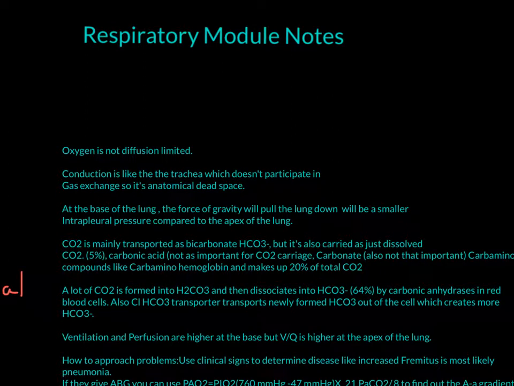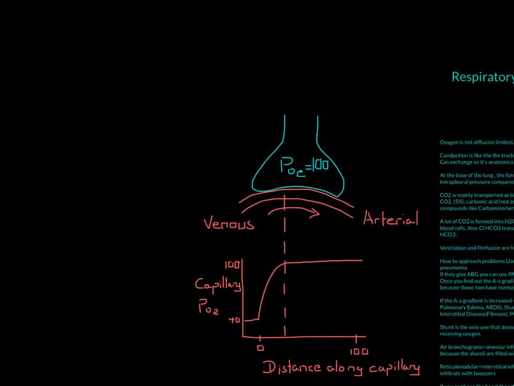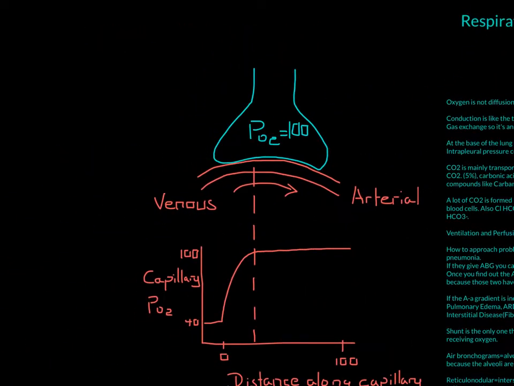So these are just my respiratory module notes, and the first note I have is just that oxygen is not diffusion limited. So what does that mean? It essentially means that if you have your alveolus right here with a partial pressure of oxygen at 100, and you have your vessel right here with your venous side and arterial side, when the blood is moving along, the oxygen will diffuse through the thin membrane right here and into the capillary and then be oxygenated.